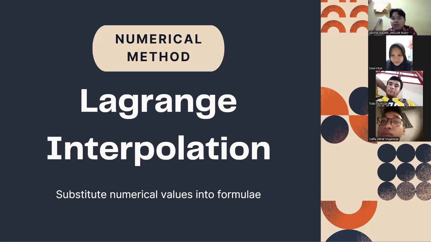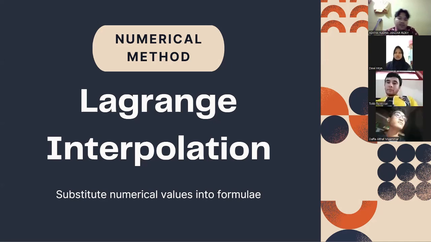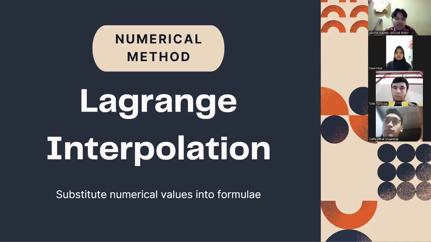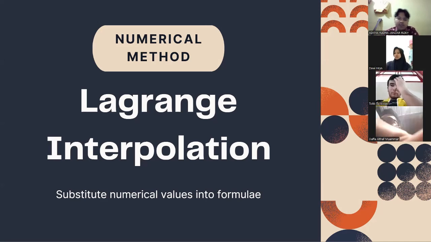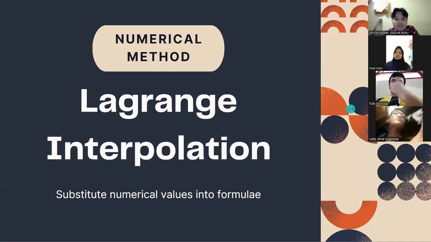And in our group, we got Lagrange interpolation method. The simplest way to simplify Lagrange interpolation is to substitute numerical values into the formula. It's a sub-material from interpolation. It's called Lagrange interpolation. So without further ado, let's get into it.